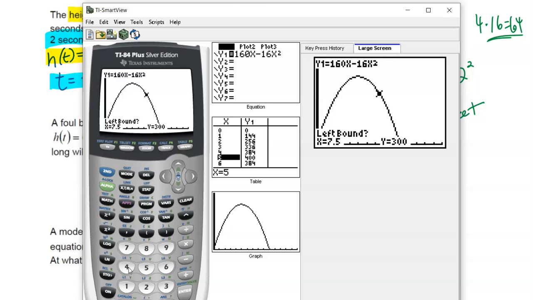What's the first question it asks? Left bound. So move to the left of your maximum. There's my maximum. I'm going to move to the left and hit enter. Then I arrow to the right and get to the right of the maximum and hit enter. When it says guess, I hit enter one more time. And it hits the maximum height at 400. What's the 5? The time. And what's 400? The height. So after 5 seconds, it hits its maximum height of 400.